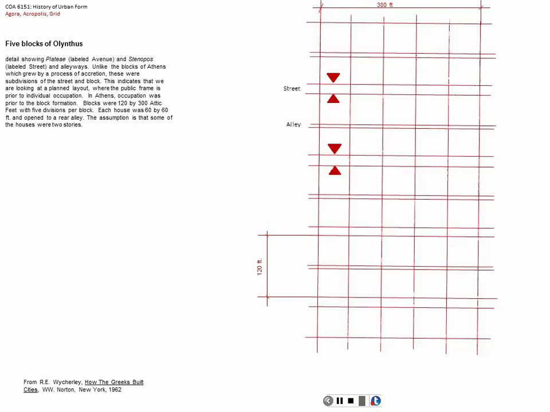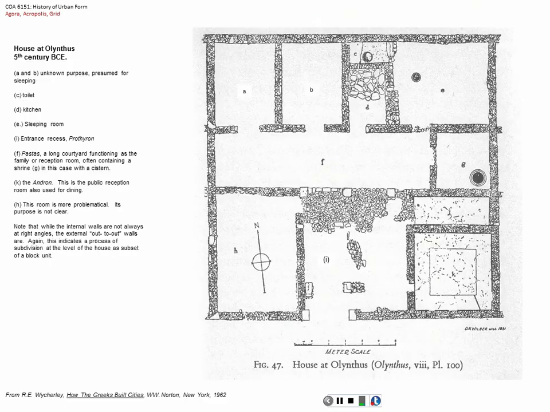So if we look at the structure of this, what we have is 300 by 120-foot blocks with wide streets that the houses opened onto. There are party wall conditions. Unlike Priene, where each one of these blocks is subdivided by a side street, here we have an alley, a kind of service alley, that runs through the block behind these five subdivisions, these five houses, with the houses fronting out onto the main street. It's very similar to what we will see in Philadelphia. It's very similar to what we see in Savannah and so forth.